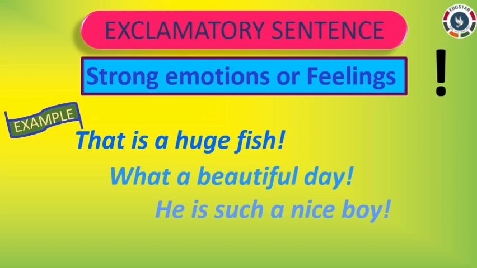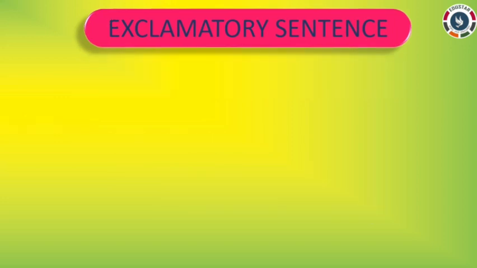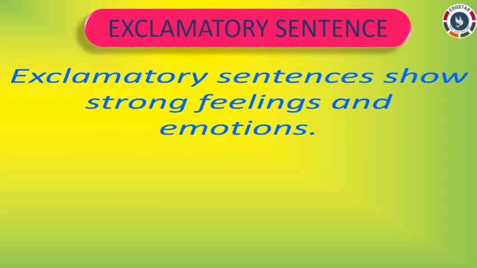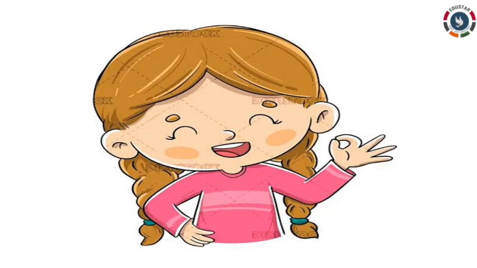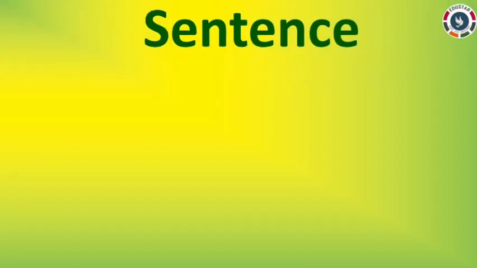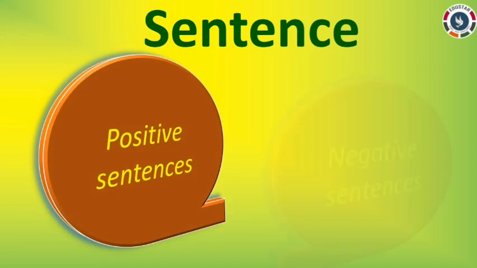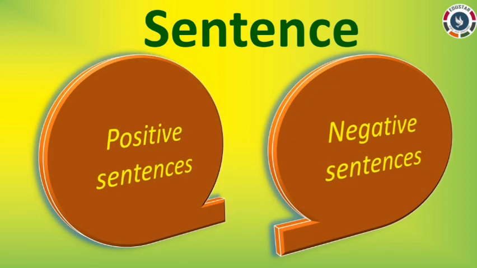Thus, from these examples, we can say that exclamatory sentences show strong feelings and emotions and they always end in an exclamation mark. So now I hope you all know what a sentence is and the types of sentences. Now let us see about positive and negative sentences.